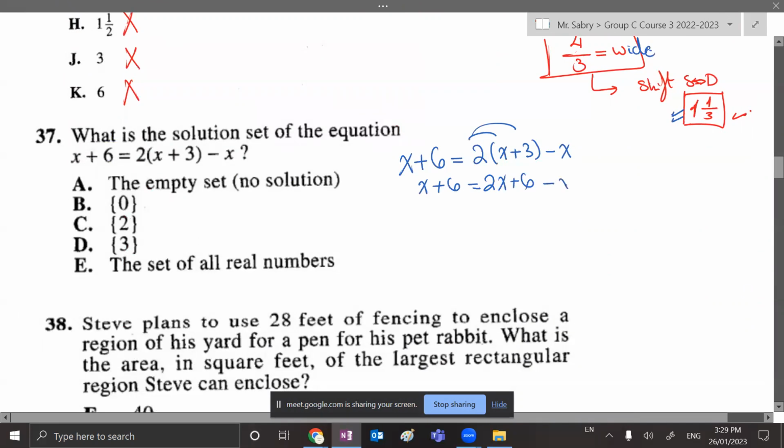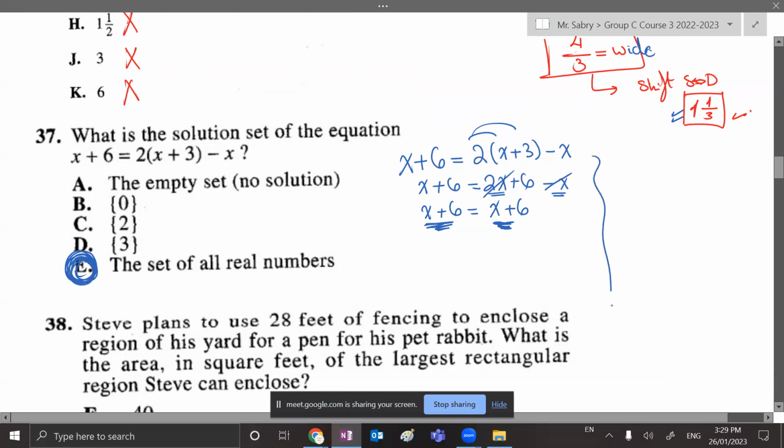And then minus x. This will remain as x plus 6. On the other side, I have those as like terms. 2x minus x will remain as an x. 2x minus x is just 1x plus 6. Now, when you look at the equation, whenever both sides are exactly equal to each other, no matter what, this means that all possible values of x would solve this equation.